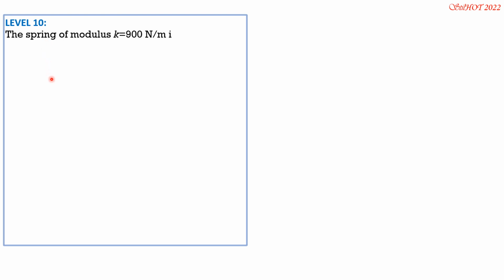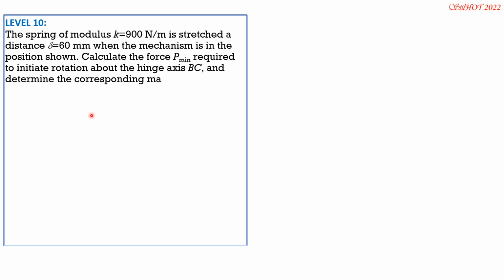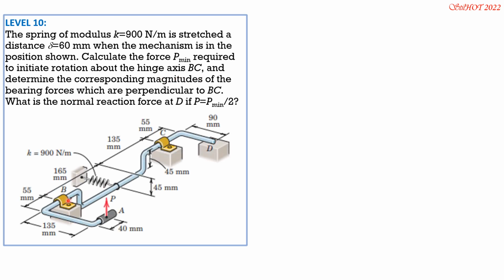The spring of modulus K equal to 900 newtons per meter is stretched a distance delta of 60 mm when the mechanism is in the position shown. Calculate the force P minimum required to initiate rotation about the hinge axis BC.